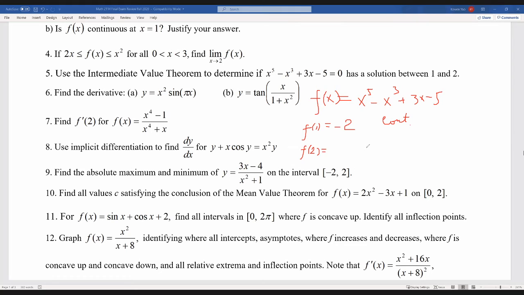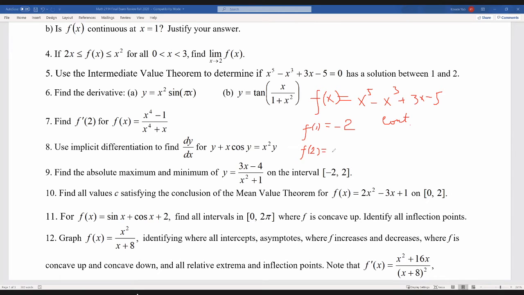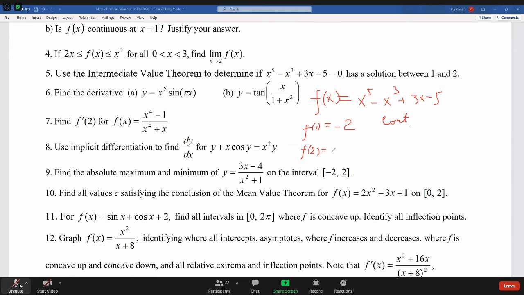What's the value here? What's f2? Put 2 inside. What's F2? Please use the calculator or you can do it by hand. Tell me the answer. Sorry, what? I cannot hear you.